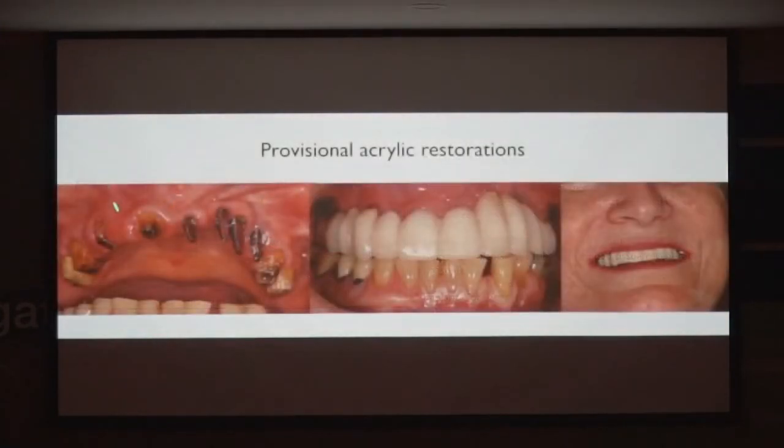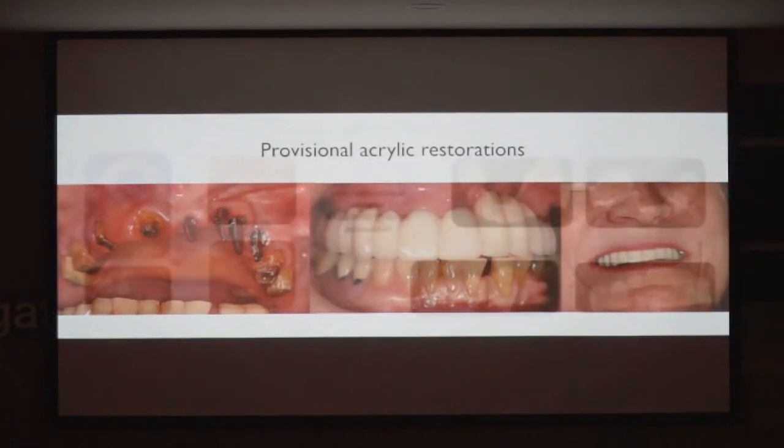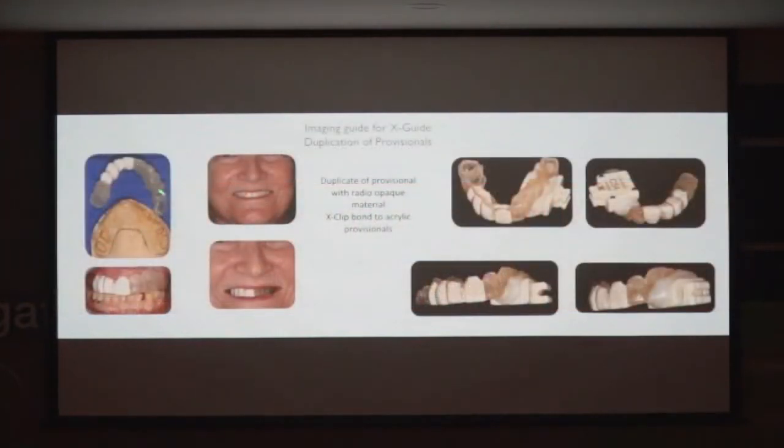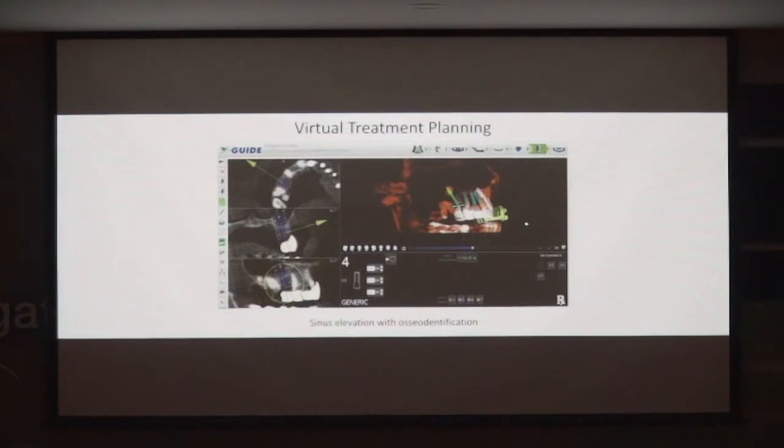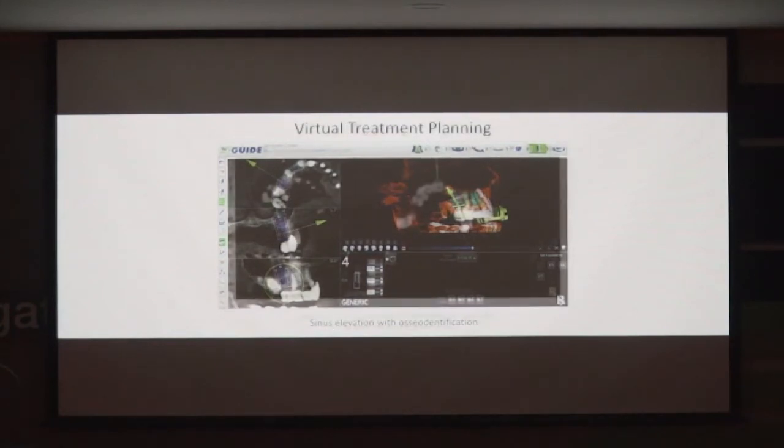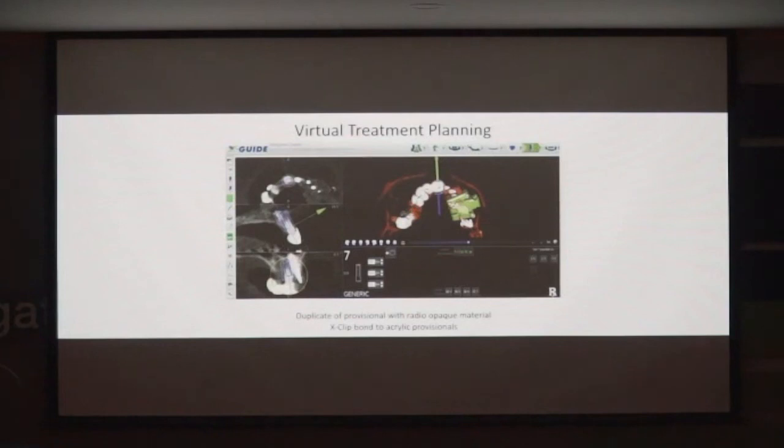So here we go. That's the day. We make the duplicates of the provisional, and you can see the barium's added in there. And then I put an X-clip on it, and I take my CT. So here's my X-ray with the full arch temp on it, and I plan the case through the imaging guide. Now I could take a CT or an intraoral scan of it, but this looks pretty good. I can easily plan with that.